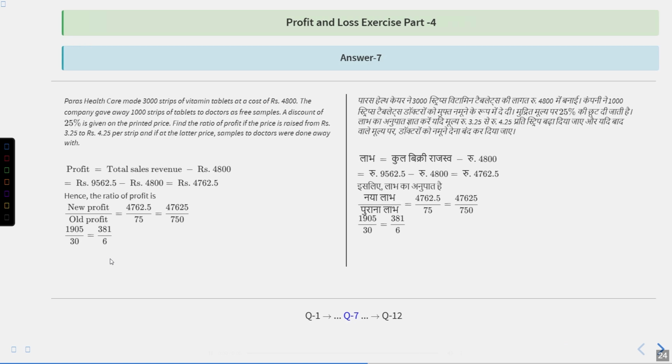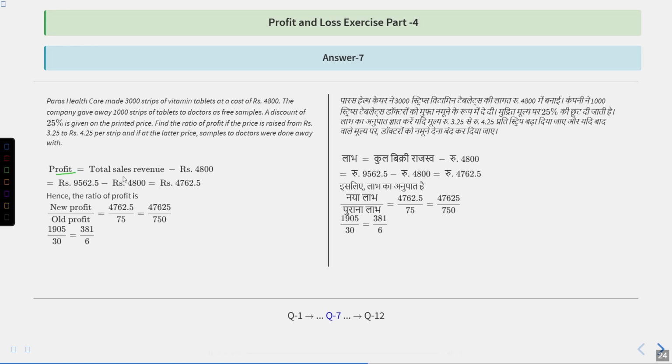Solution to be continued. Now what will be the profit? Total sale revenue minus cost price of the strips. So when we calculate it, 9562.5 minus 4800, we get 4762.5 rupees. Now the question says, what is the ratio of the profits? So new profit is 4762.5 upon 75. When we solve it, we get 381 upon 6. Clear? So 381 ratio 6 will be the ratio of profits.